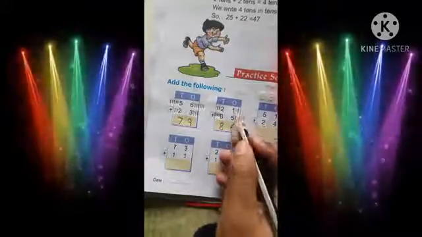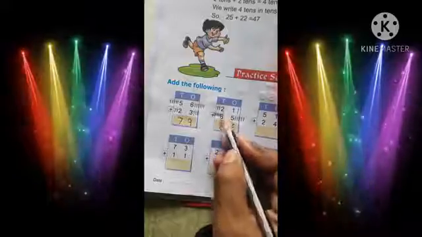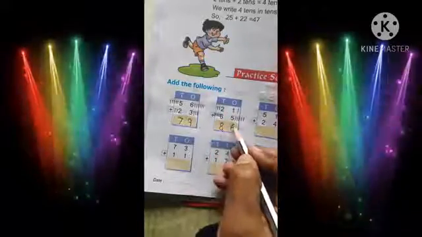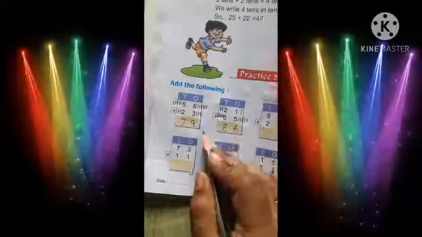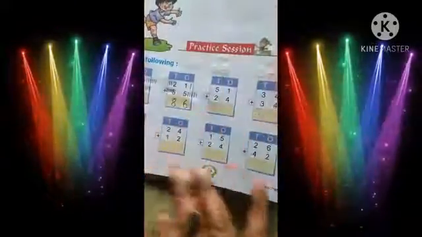Okay, we will add these two numbers together and these two numbers together, and we will get the result, we will get the answer. Like this children, you will do all these questions.